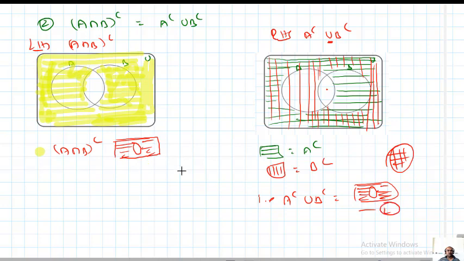This is 2, this is 1. So from 1 and 2, what I can conclude? A intersection B whole complement equal to A complement union B complement. Students, this is a very important concept, and by using Venn diagram concept, you can prove everything.